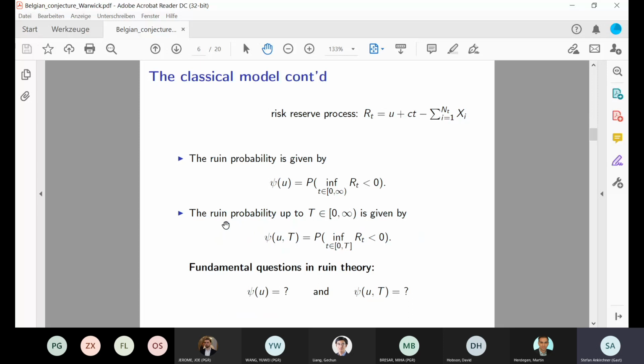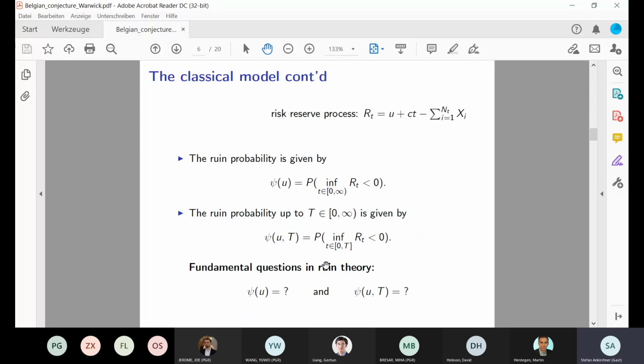Here again is an overview of some of the objects. The ruin probability is very often denoted by psi, and it is often considered as a function of the initial reserve, denoted psi of u. Sometimes one is interested in the ruin up to some finite time horizon capital T, and then we write psi of u comma capital T. These are the main objects of interest in this classical ruin theory.